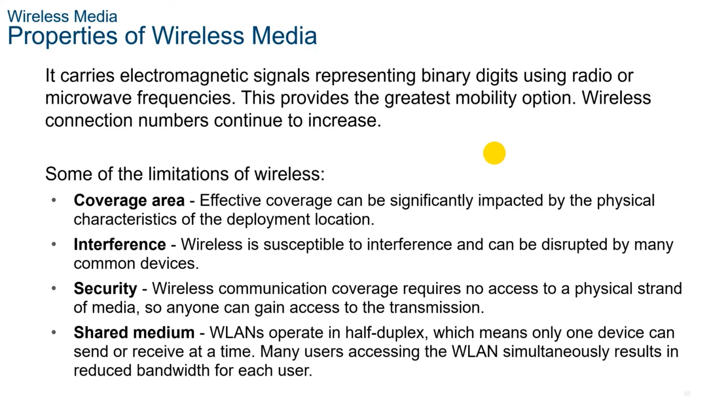These are some of the limitations of wireless. You've got the coverage area. Wireless data communication technologies work well in open environments. However, certain construction materials used in buildings and structures and the local terrain will limit the effective coverage. Next is interference. Wireless is susceptible to interference and can be disrupted by common devices such as household cordless phones, some types of fluorescent lights, microwave ovens, and other wireless communications.